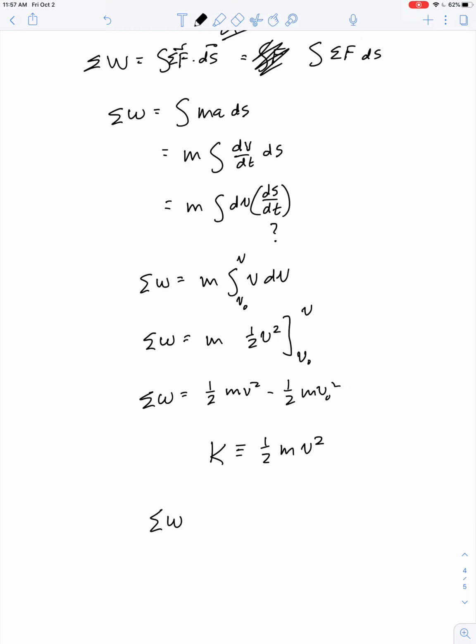The net amount of work done on any object is always equal to its change in kinetic energy. This is true whether force is constant or force varies.